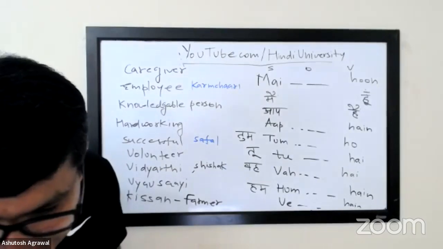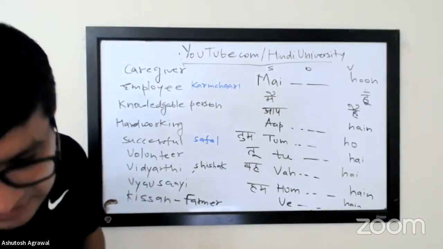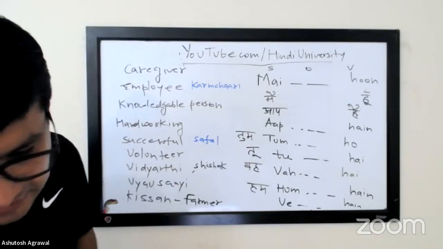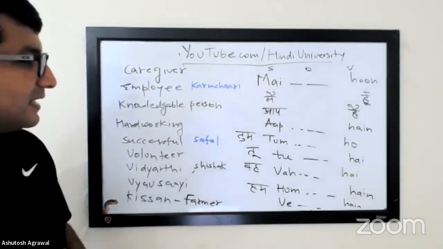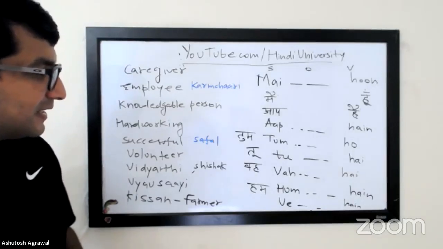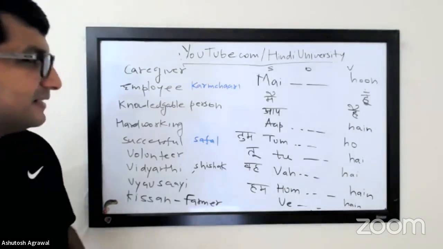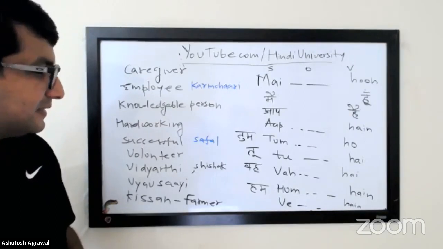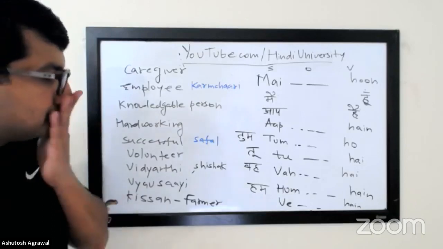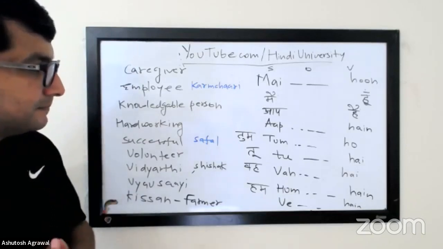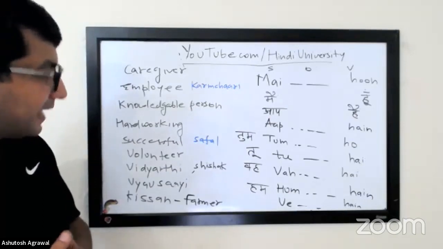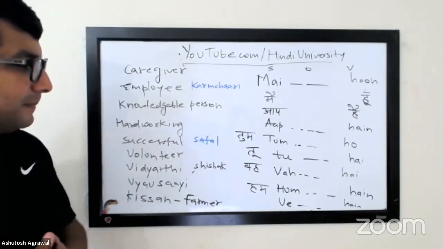Okay, Scott. Let's see, how about हम किसान हैं? तुम कर्मचारी हो? हम कर्मचारी हैं.